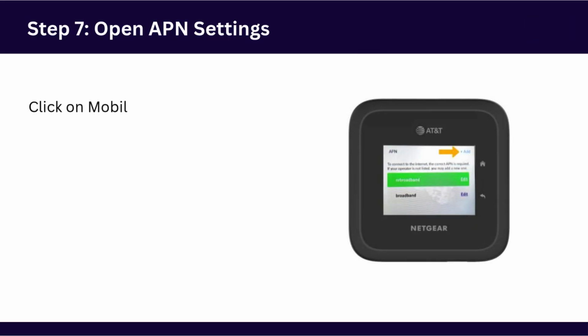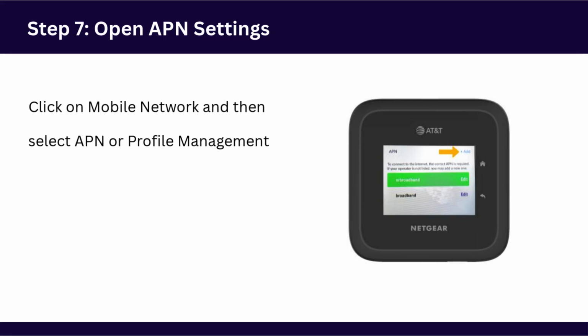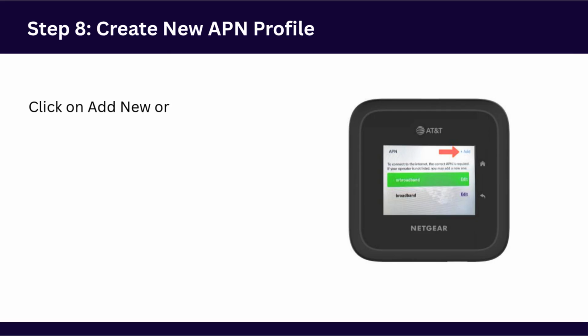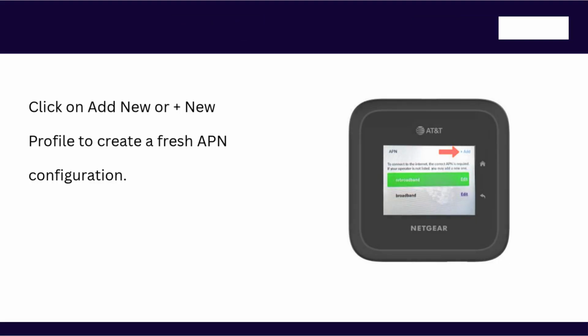Step 7. Open APN settings. Click on Mobile Network and then select APN or Profile Management to manage Internet settings. Step 8. Create new APN profile. Click on Add New or Plus New Profile to create a fresh APN configuration.